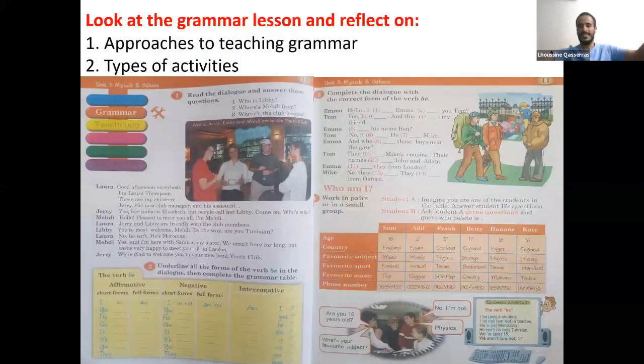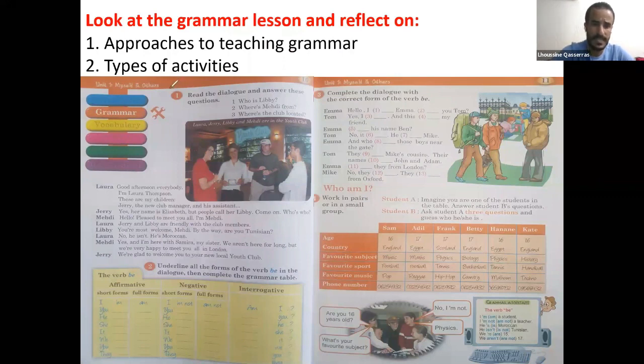Now, practice. So look at this lesson. This is a grammar lesson about present continuous. Now, I want you to focus on approaches to teaching grammar. Which approach is used or this lesson focuses on? So let's start here. Just follow me, please.